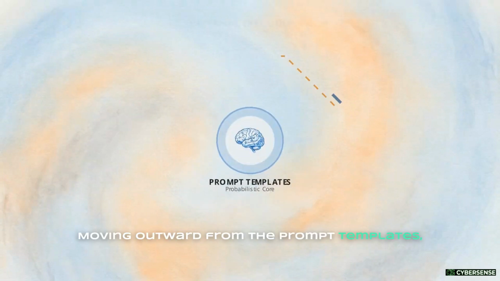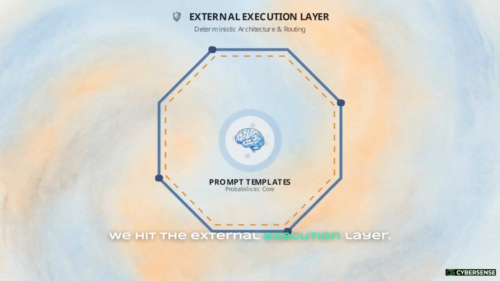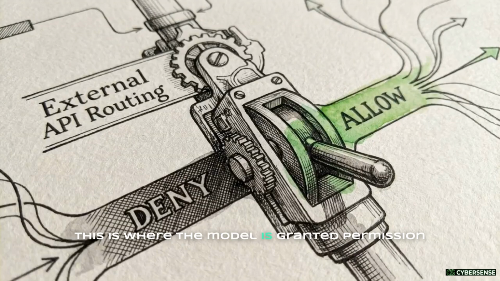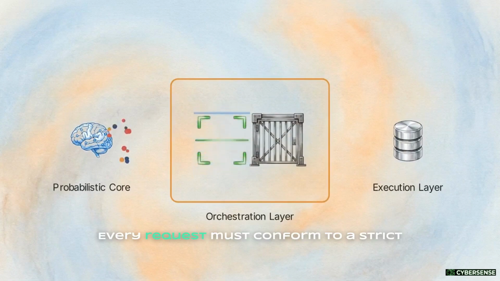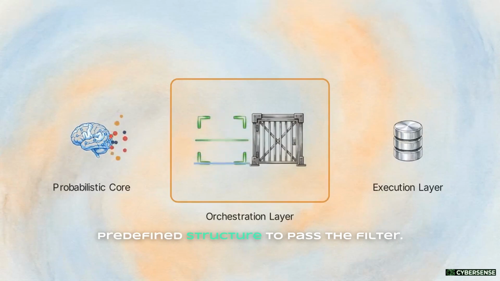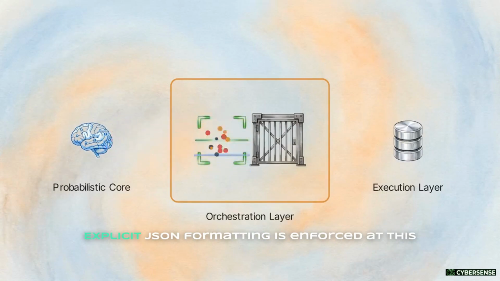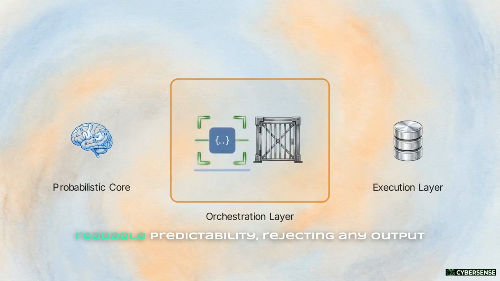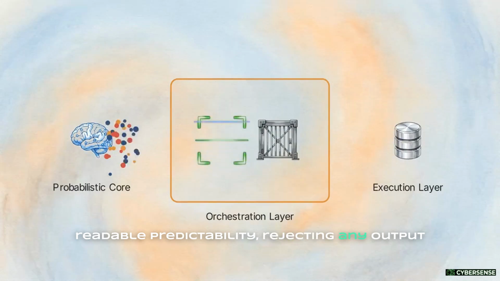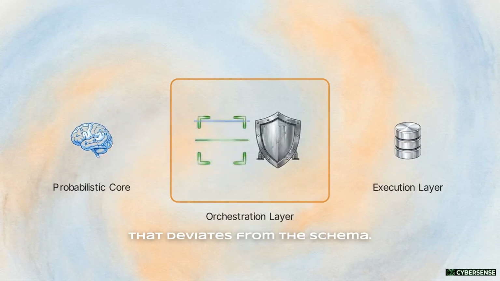Moving outward from the prompt templates, we hit the external execution layer. This is where the model is granted permission to interact with outside APIs and execute tools. This flow illustrates schema-constrained tool calls. Every request must conform to a strict, predefined structure to pass the filter. Explicit JSON formatting is enforced at this boundary. The execution layer requires machine-readable predictability, rejecting any output that deviates from the schema.